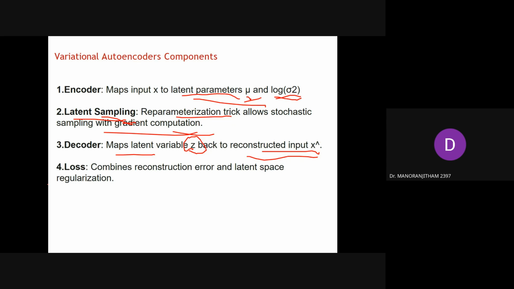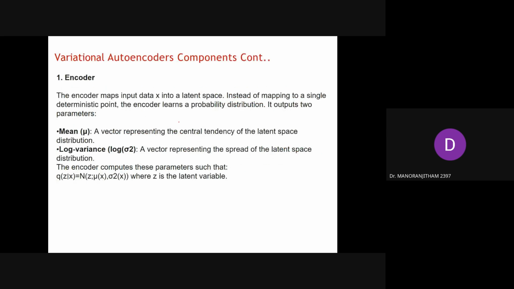So the variational autoencoder has four components: encoder, latent sampling, decoder, and loss. What is the loss of a variational autoencoder? It combines the reconstruction error, since we get this reconstructed output, and the latent space regularization. During regularization also we get some loss. If you combine both losses, you get the loss of this VAE. Now we'll see each component briefly.